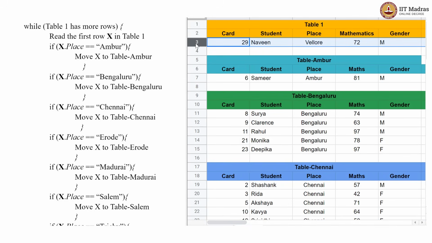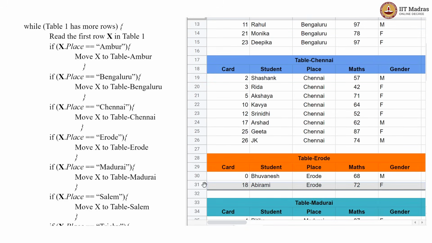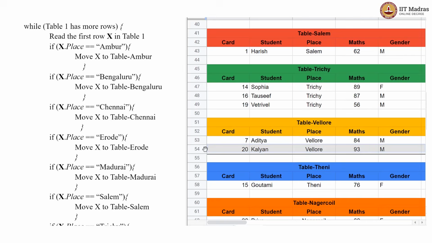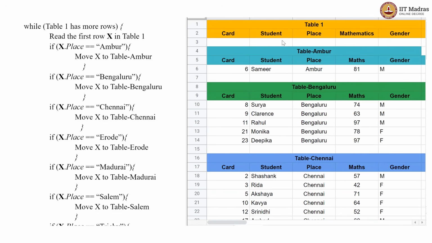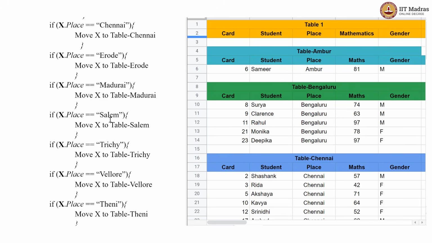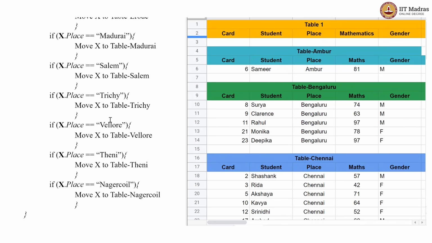And lastly, we have one for table Vellore. Now table 1 is empty. There are no more rows. So we are out of this while loop. So binning is over. There is nothing outside of this loop for us now.